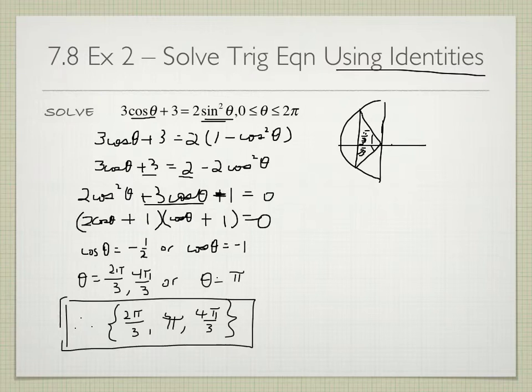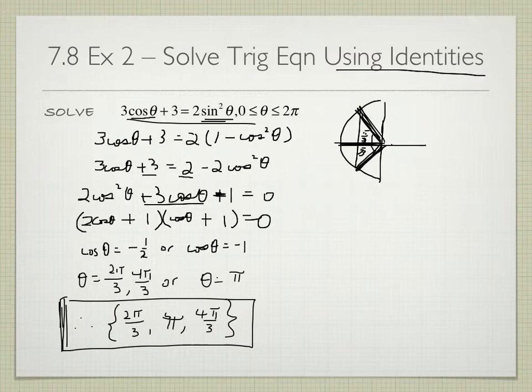Okay, those are my possible values of theta that will make this statement true when my angles are between 0 and 2 pi. So it's this angle, and that angle.